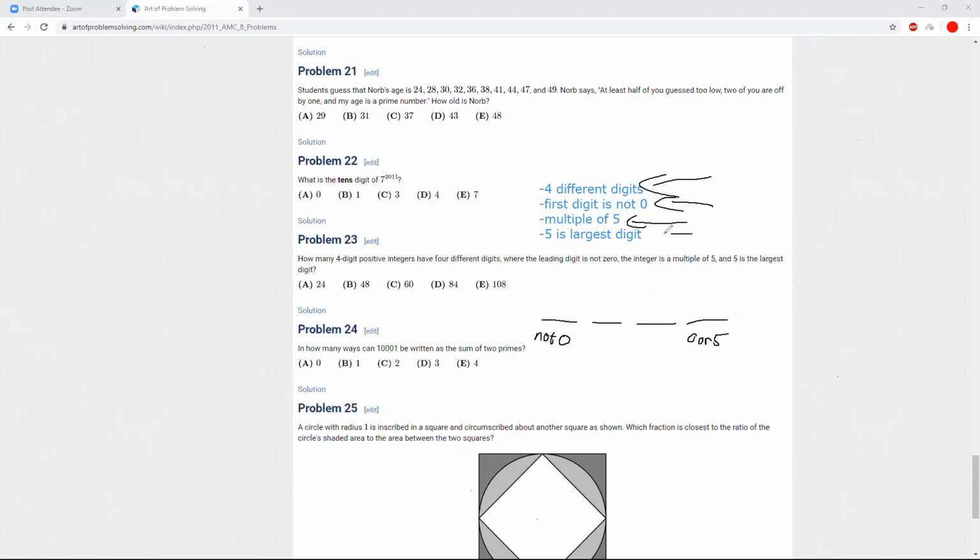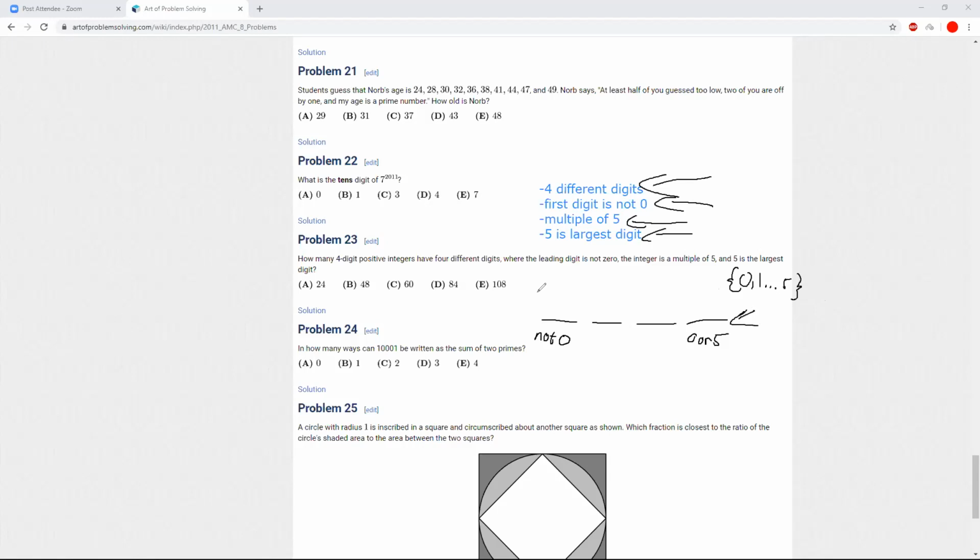Then it tells us 5 is the largest digit, so we can't have any 6s, 7s, 8s, or 9s. The only possible digits we can use are 0, 1, all the way to 5. What I'd like to do first is start from the most restrictive condition, which is on our units digit, since it can be only 2 different digits.